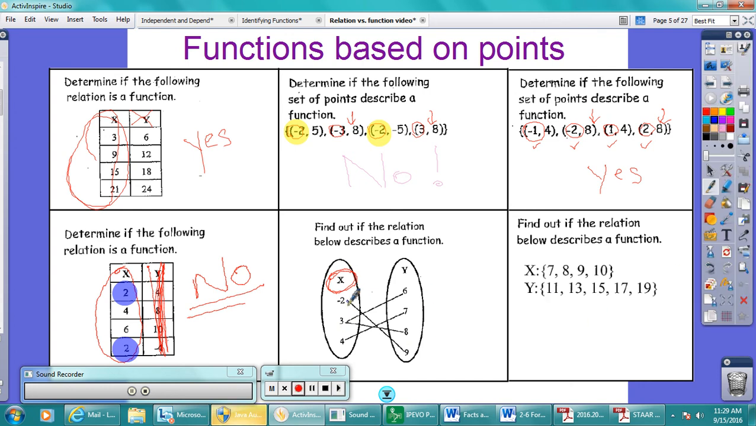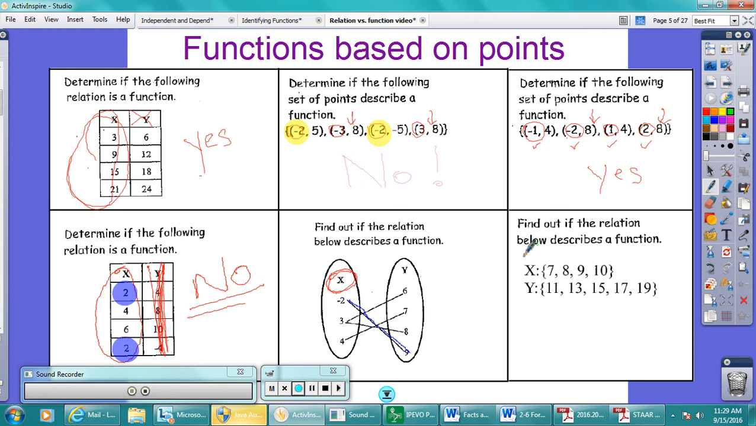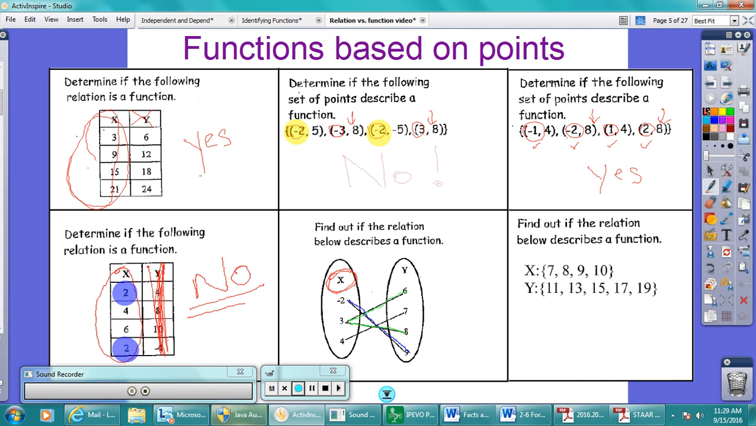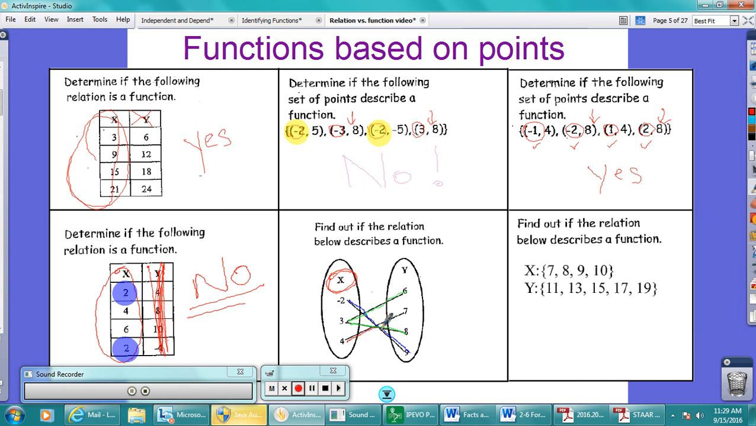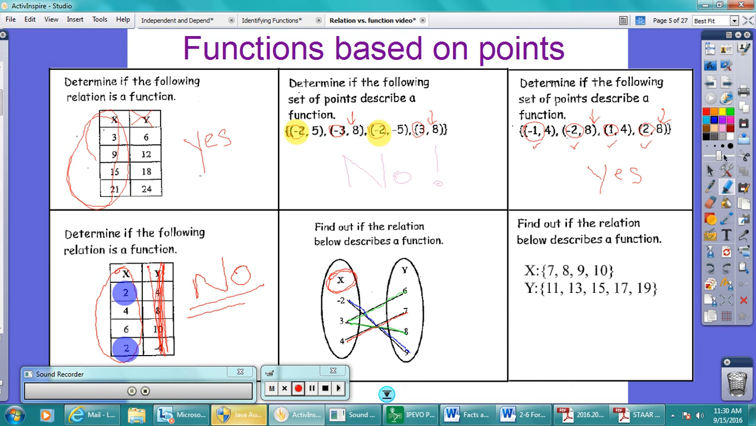All right, so -2 is going to 9. Perfect. 3 is going to 6. 3 is going to 8. 4 is going to 7. Is this a function? What's happening here? The 3, I have 2 lines coming out of the 3.